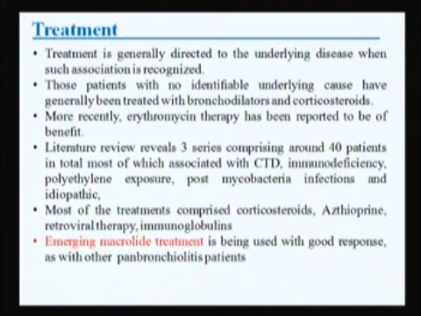Prognostic implication is unclear because there are not that many cases. The treatment, I will spare you, but it's everything that we've talked about. But in short, if you can find an underlying reason, you would go after that one. If not, you can use the standard therapy, including steroids, immune suppressants, steroid-sparing medications, and immune globulins. The emerging macrolide treatment is being used with good response, as with other pan-bronchiolitis patients, and this is why it was started in this case in the beginning.